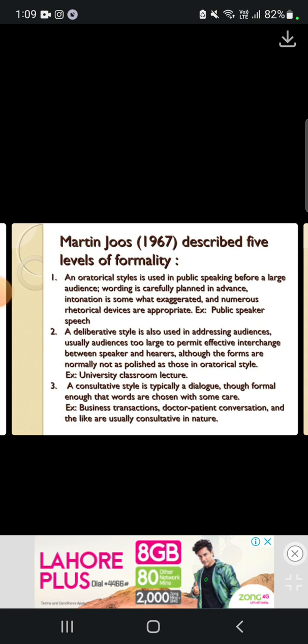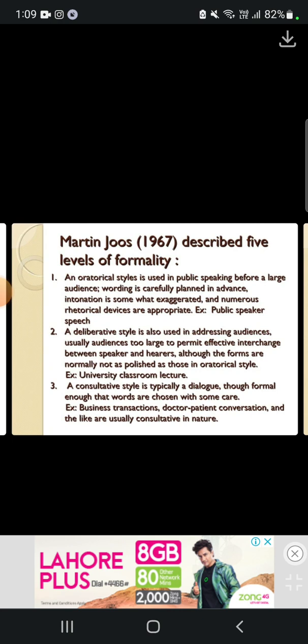Secondly, a deliberative style is also used in addressing audiences, but the audiences are too large to permit effective interchange between speaker and hearer. Although the forms are normally not as polished as those in oratorical style, take for example a university classroom lecture, in which we have more than one addressee. So formality is there, but that formality is not of oratorical style. That is of deliberative style, in which we can choose the level of formality according to the students.